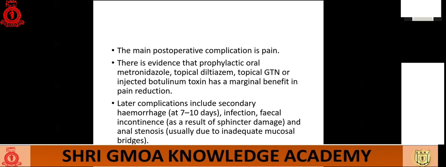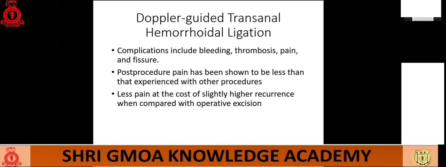The most dreaded complication is anal stenosis. So when we are doing hemorrhoidectomy, we have to be careful that we leave adequate skin bridges or mucosal bridges in between hemorrhoids. When there are three large hemorrhoidal complexes, it's better to do a subtotal hemorrhoidectomy, or remove one or two hemorrhoidal complexes at a time and complete the rest later on.